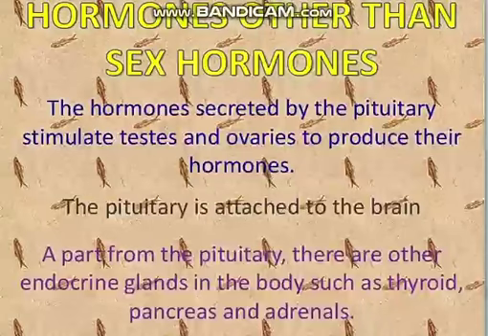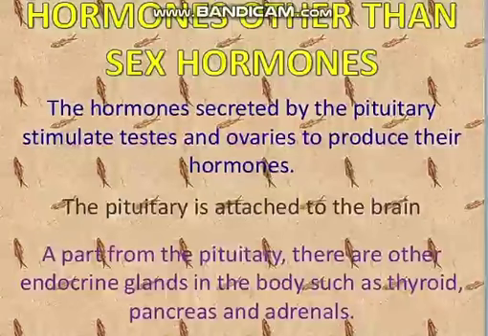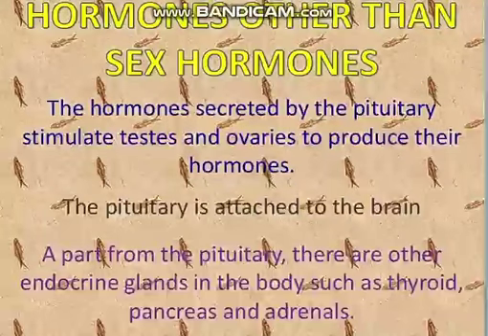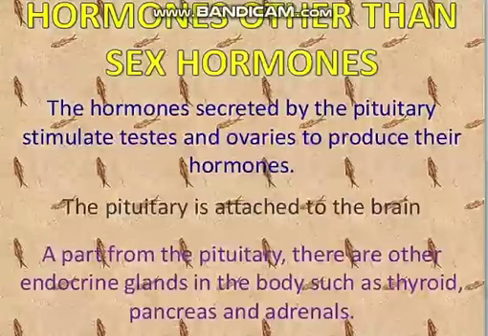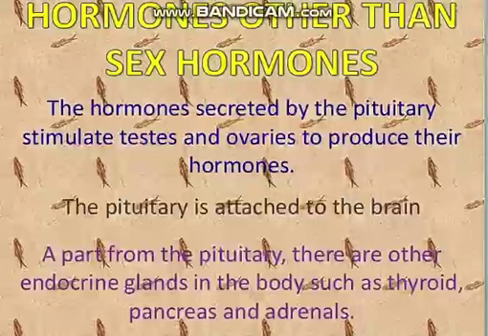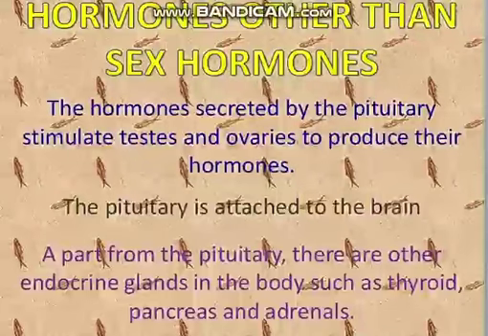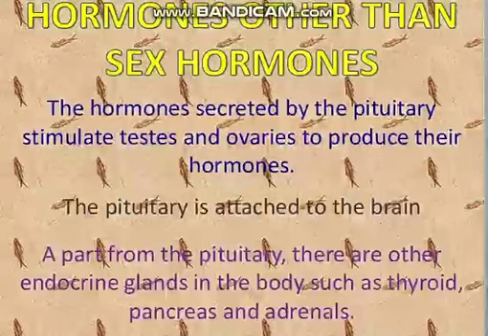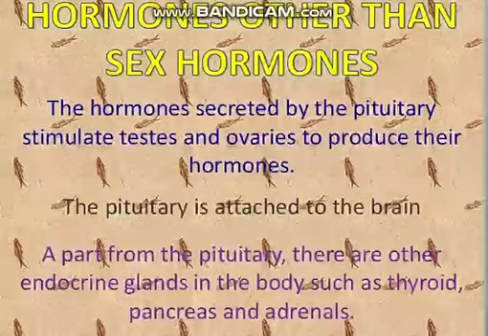Now we have different types of glands like thyroid, pancreas and adrenal. The thyroid secretes thyroxine hormone, the pancreas secretes insulin hormone, and the adrenal secretes adrenaline hormone. These are the various hormones.